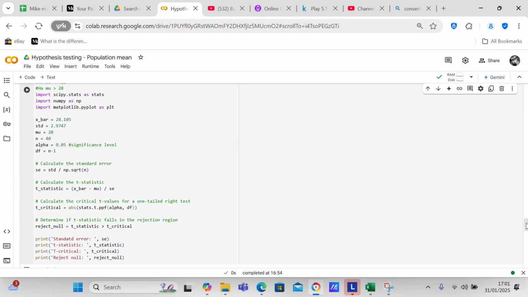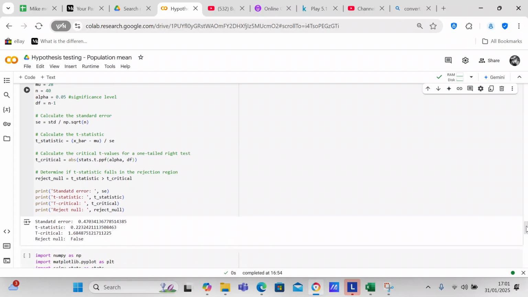So what you want to do is calculate your standard error, which is the standard deviation divided by the square root of n, and your standard error is going to be 0.47. Then you want to calculate your t-statistic. Your t-statistic is x bar minus mu divided by SE. So that's going to be 0.22324.